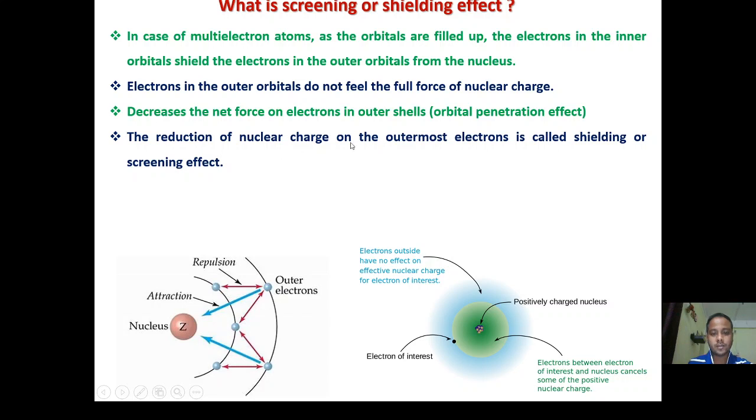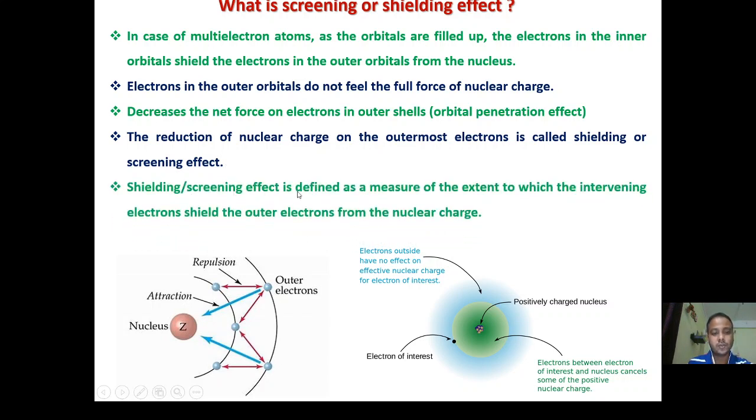The reduction of nuclear charge on the outermost electron is called shielding or screening effect. That means how much force is reduced. Technically, you can define shielding or screening effect as a measure of the extent to which the intervening, that means the inner electrons, shield the outer electrons from the nuclear charge, or simply from the nucleus. The shielding is denoted by the letter capital S or small sigma. You can use any one of these, but as a whole, in a single class one should use one particular symbol only.